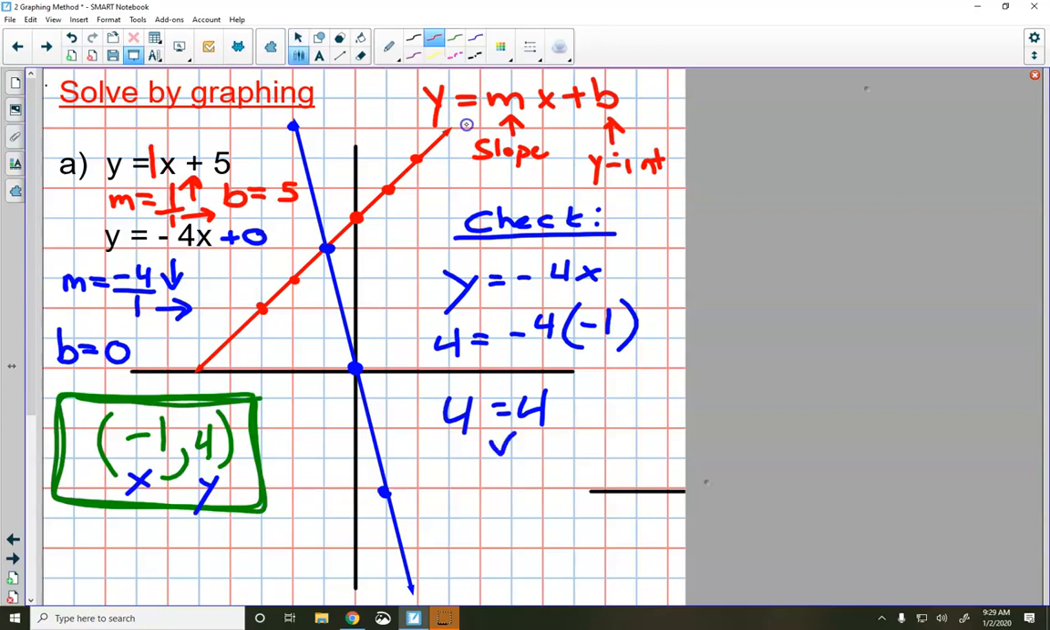Let's check the first equation too, because it has to make both right. I have y equals x plus 5. So again, I'm going to put 4 in for y. I'm going to put in negative 1 for x. And negative 1 plus 5 is 4. And 4 equals 4, so it checks out. It makes both of them work. So the solution to this system is negative 1, 4.